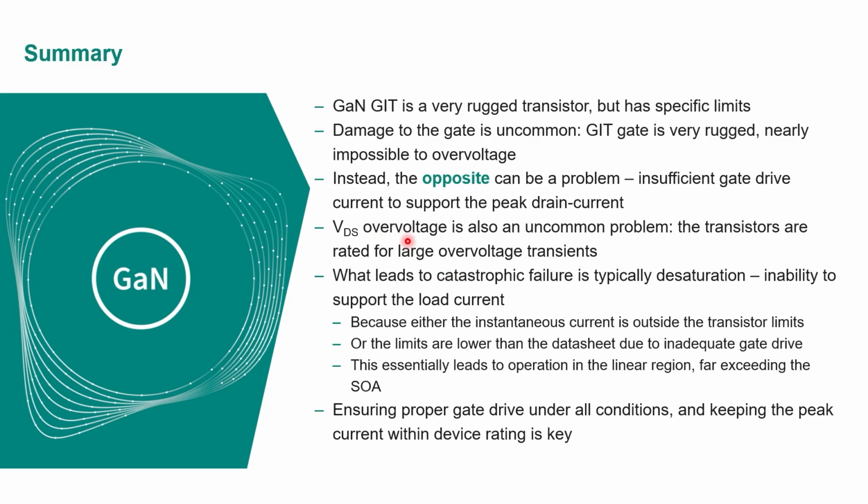All right, I mentioned VDS overvoltage previously here. What typically leads to the catastrophic failure is desaturation, meaning simply that the transistor is unable to support the peak current that is occurring at that time with that gate drive. It's either because it's being driven outside its limits and it is getting enough gate drive, it just can't support it, or because the gate drive isn't adequate, can't support the current, and it leads to essentially operating in the linear region. That's what happens when it desaturates. It far exceeds the SOA limit and therefore results in failure.